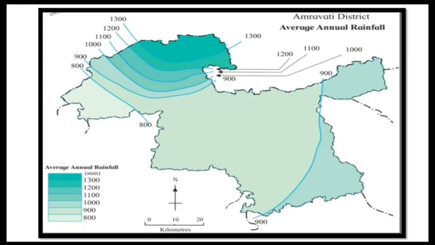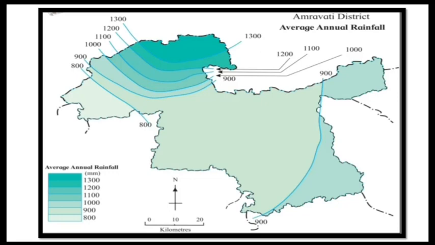So, this is the isoplet map. If you look at the index, the minimum variable of rainfall is 800 millimeter and the maximum is 1300 millimeter. And you can see lines connecting places which have the same amount of rainfall. So children, here we have completed the three types of map. I hope you have understood it.